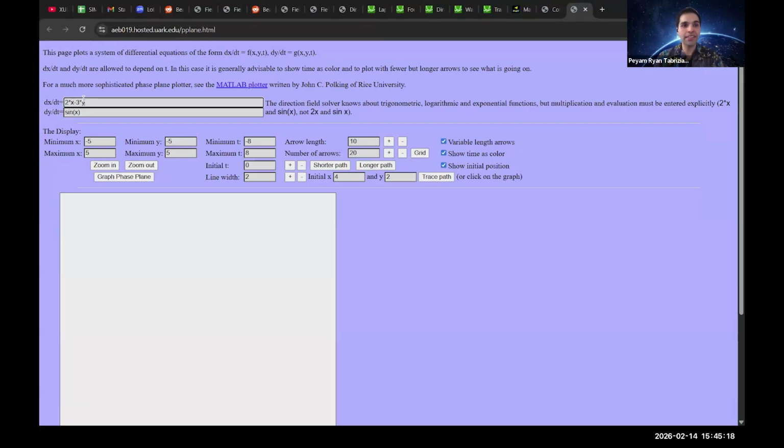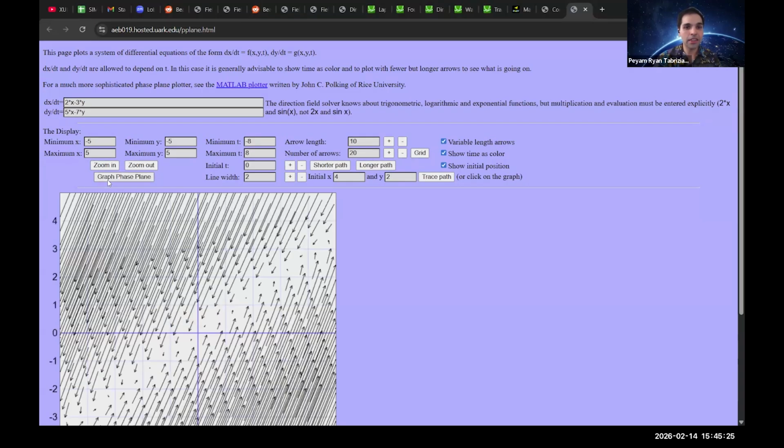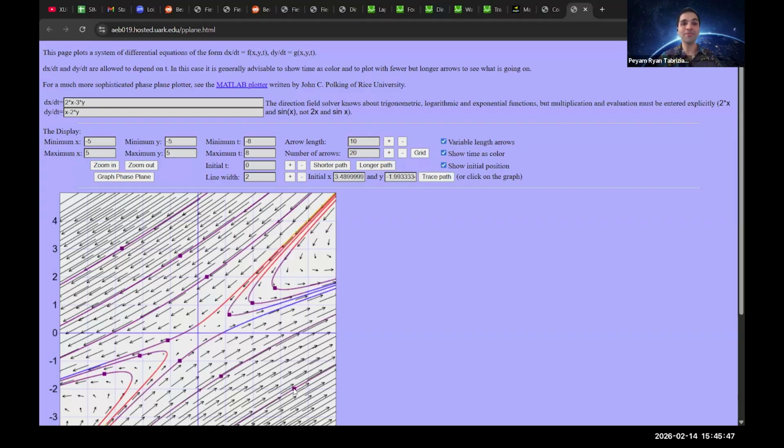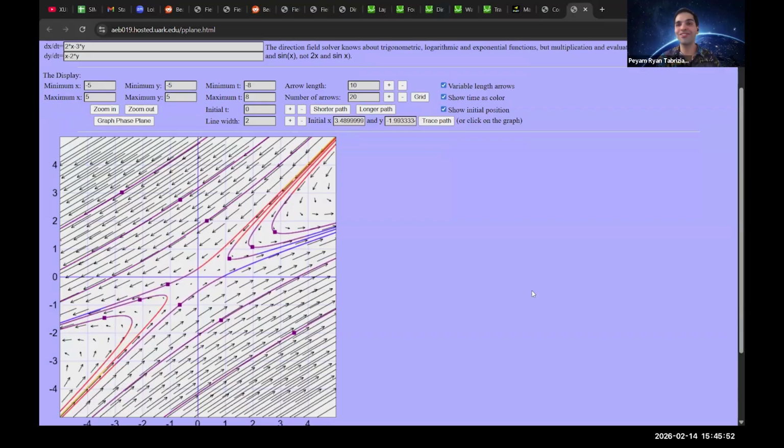So let's say 2 times x minus 3 times y, and then 5 times x minus 7 times y. And the nice thing is it graphs sample curves. Maybe let me make this a bit nicer. For instance, here it illustrates sample phase portraits. So here we have something hyperbolic going on. And of course, the nice thing is you can get very creative with this.